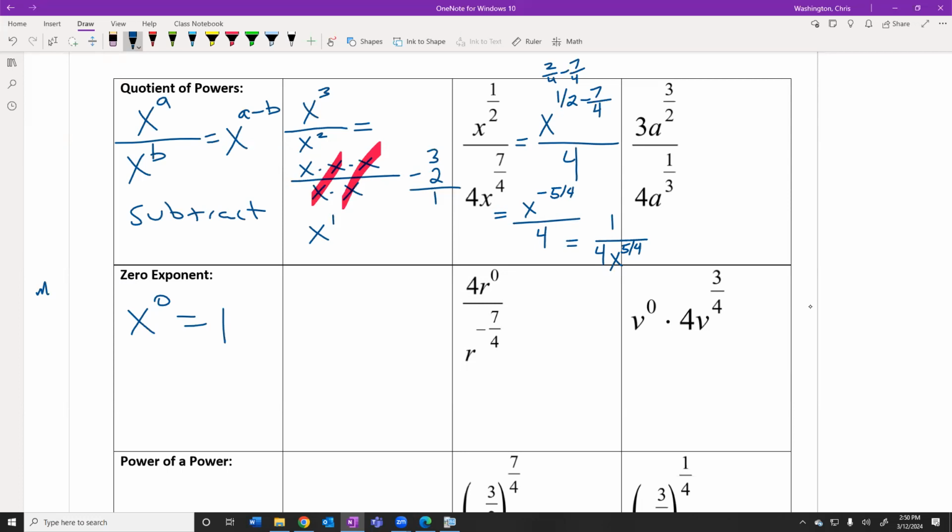And remember, x to the 5/4 is just this radical expression: it's going to be the 4th root of x to the 5th power. That's really all that represents.